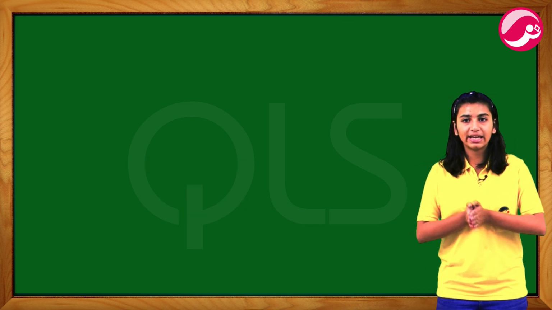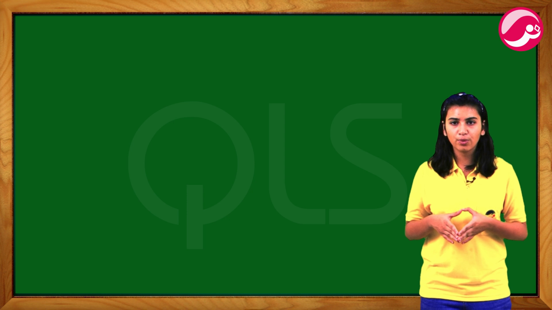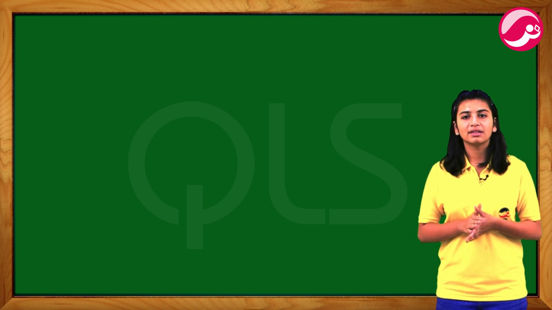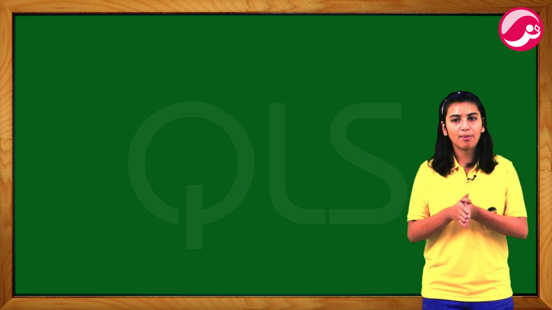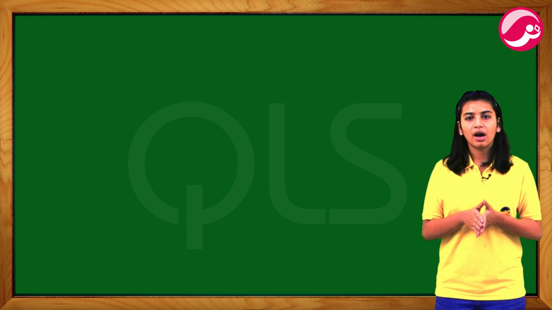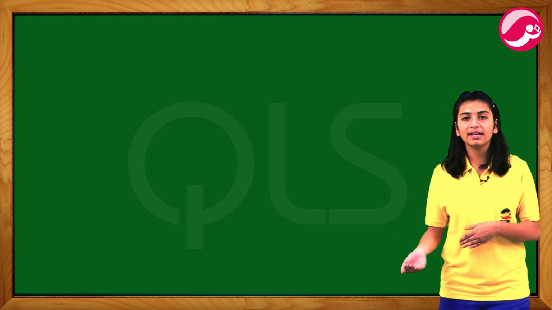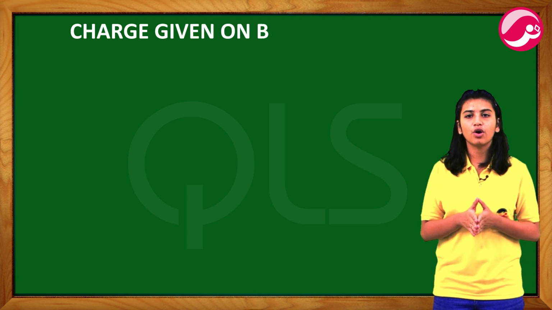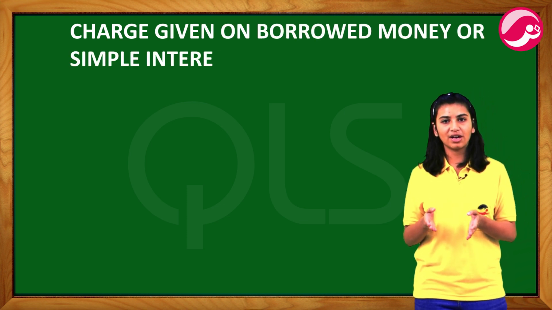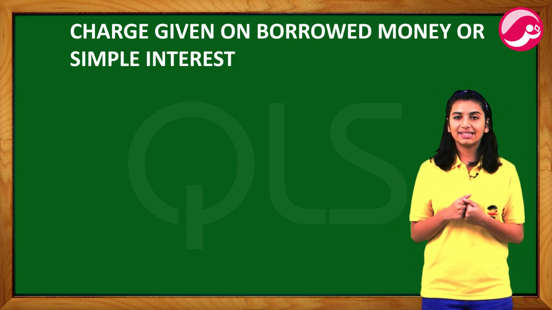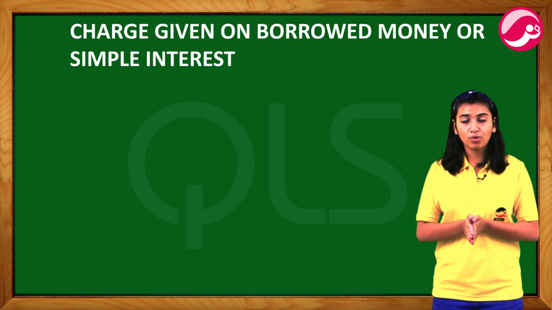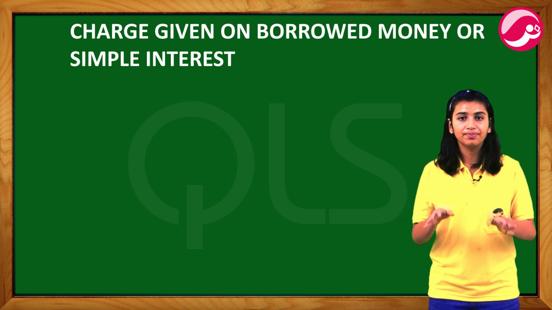Now you see that, given any two out of the three quantities related to price, that is CP, SP, amount of profit or loss or their percentage, we can find the rest. Charge given on borrowed money, or simple interest. Simple interest is the easiest and the most important topic of this chapter.